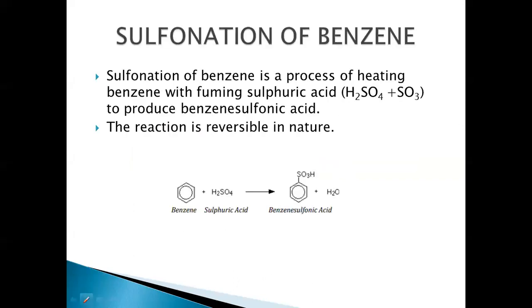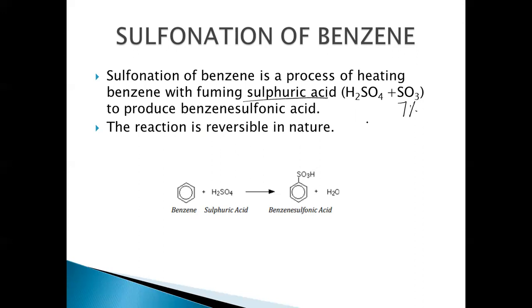When we come to the second reaction, the sulfonation of benzene, it can be carried out with the help of fuming sulfuric acid. It is carried out when benzene is heated with fuming sulfuric acid. Fuming sulfuric acid is 7% SO3 in H2SO4.